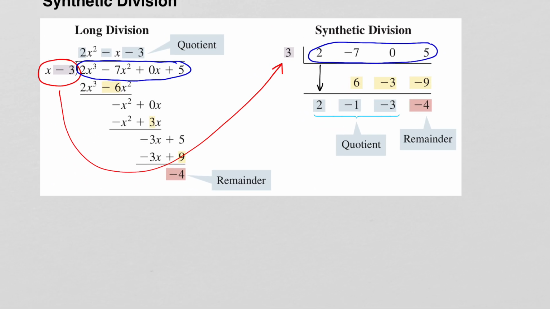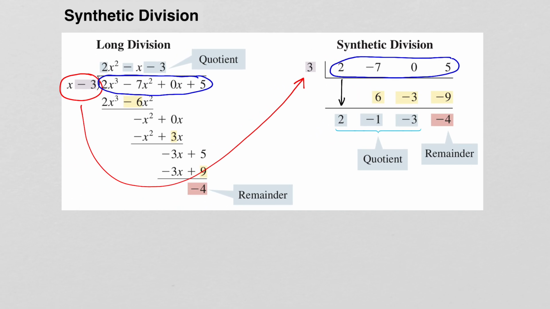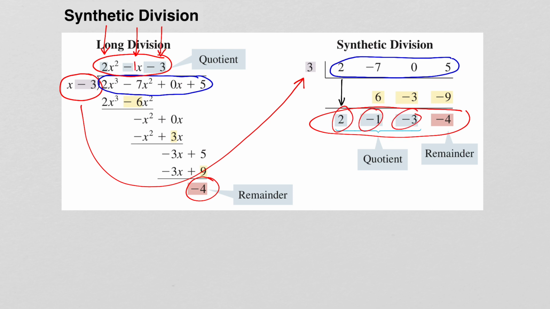And you'll notice that the numbers that you get here match up perfectly with the answer that you see here and here. In other words, the coefficients of your answer here are 2, negative 1, and negative 3. And you should notice those numbers right there. And your remainder is negative 4, which is the final number that you get here. Now let's go through a new problem.